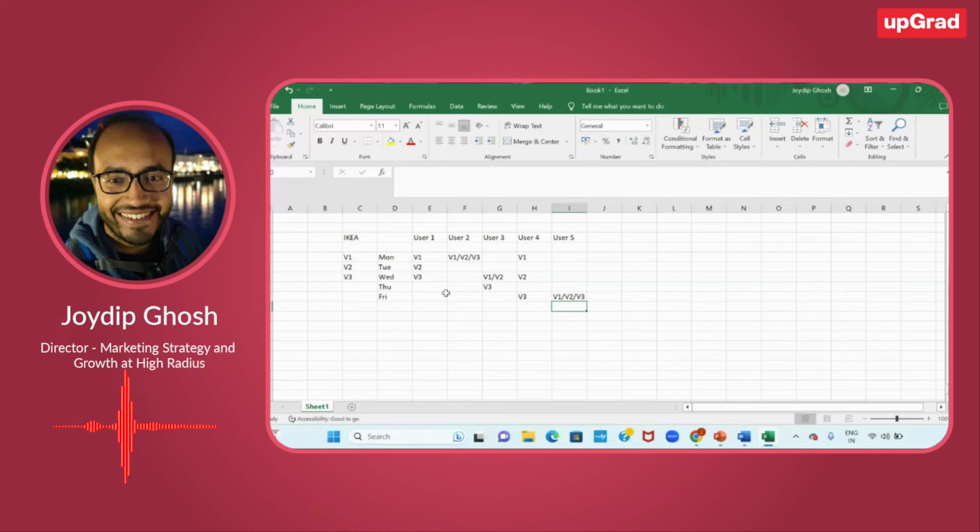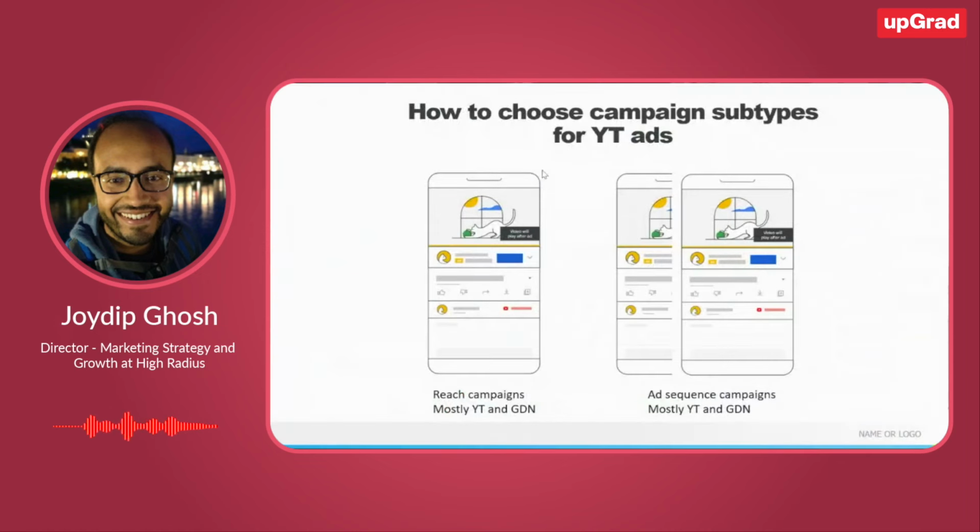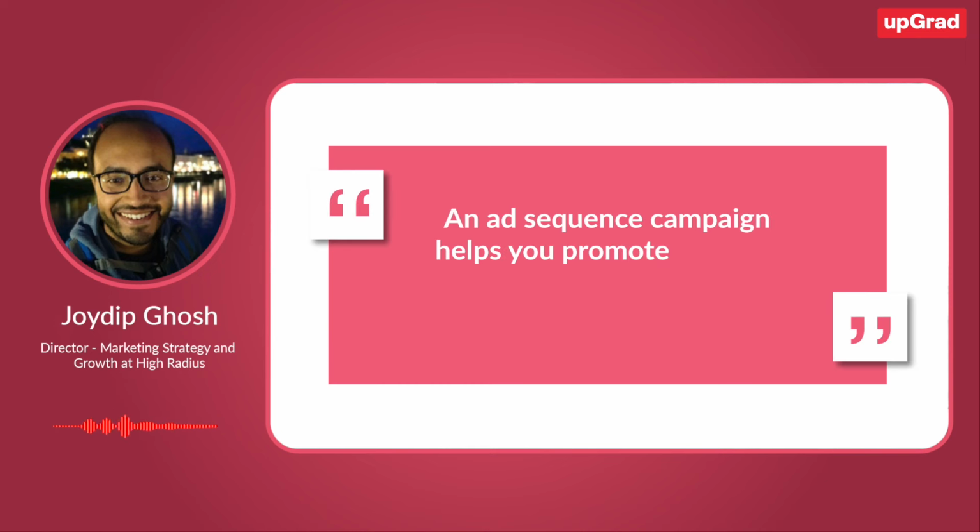An ad sequence campaign is basically when you have multiple videos at hand and you want to promote these videos in a particular sequence of 1, 2, 3, or 3, 2, 1, whatever the sequence that you have in mind. And the focus of this campaign is to make sure that each and every viewer is able to see the videos in that particular sequence. So that is what an ad sequence campaign is. Reach campaigns help you to reach the maximum number of people at the lowest possible cost. Ad sequence campaigns help you to build a story by showing a sequence of videos to the users.